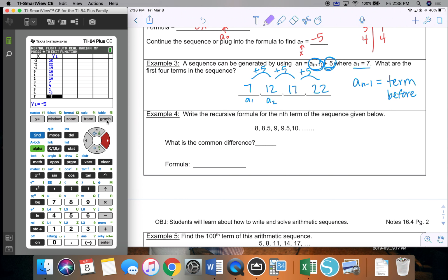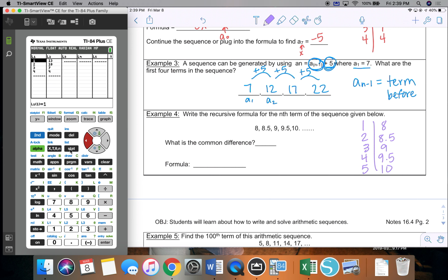Example 4, they want the recursive formula for the nth term of the sequence given below. Looks like a bunch of fancy words, but remember all you have to do is put it into a chart. So the first number I see is 8, the second is 8.5, the third number is 9, the fourth is 9.5, and the fifth is 10.